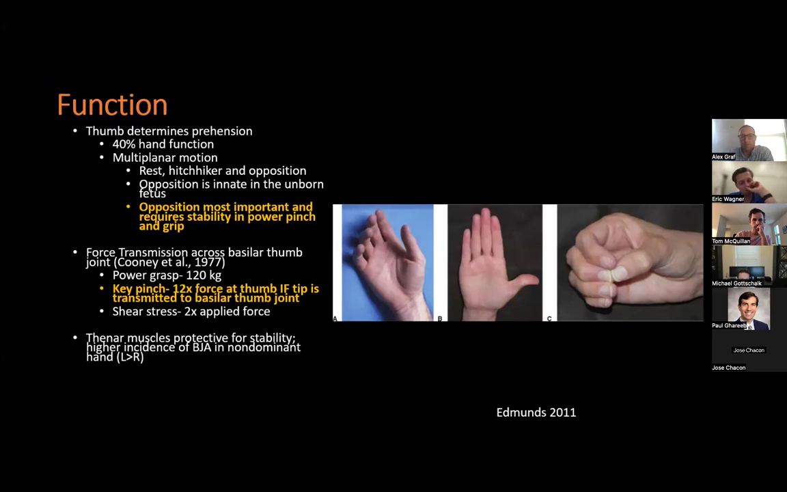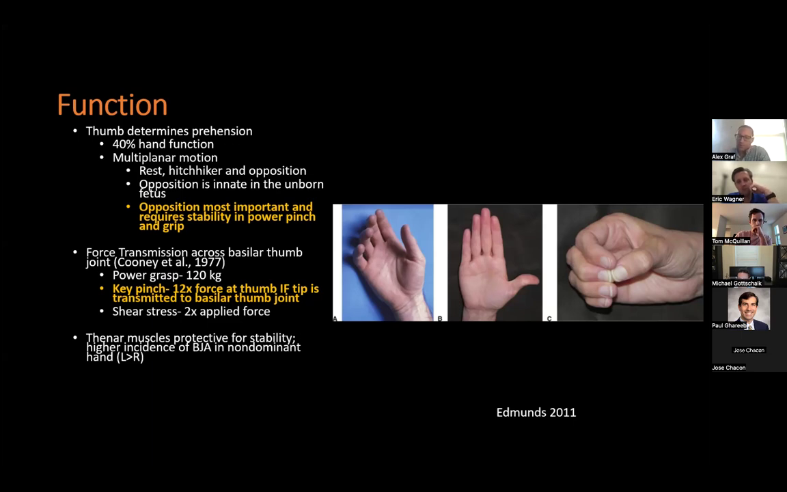So let's talk about function. We already said the thumb is 40 to 50% of hand function. It allows for prehension or grasp. And part of the setup for arthritis, or what makes it so common, is that there's this 12 times force multiplier at the CMC joint when you pinch something. So you have this inherently unstable joint that allows you to oppose and do all these incredible things that lower primates can't. But then when you pinch something, there's 12 times the force generated through. So you have this heavily loaded joint that's inherently unstable. And then also, when you think about shear stress, it's 2 times.